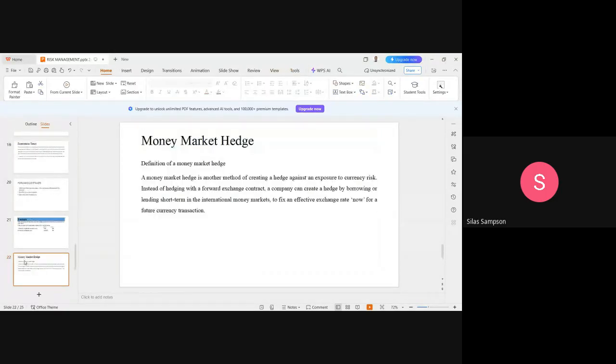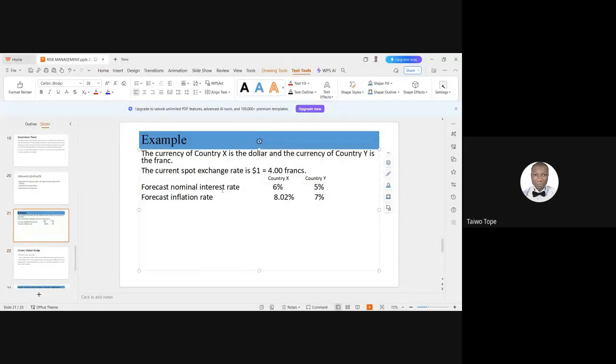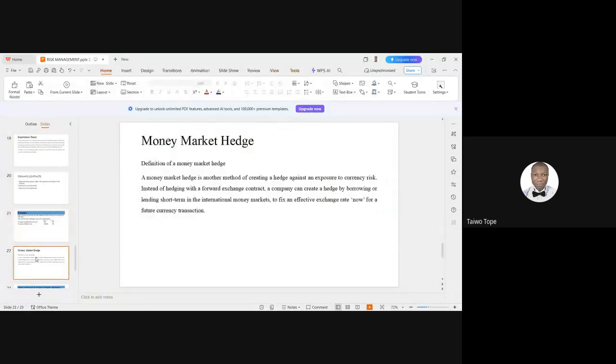But for this example, you can visit the ICAN study pack. This example, I picked it from there, and the solution is just everything you've been doing, from the first example, the second. That is what the solution is all about on the expectation theory.